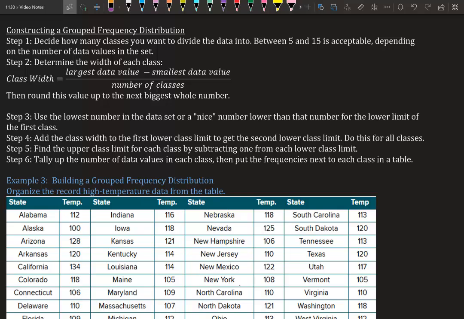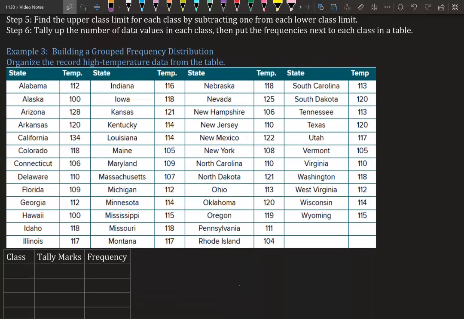All I hear is class, class, class, class, class. That's okay. Let me break this down for us. So building a grouped frequency distribution, we're going to organize the record high temperature data from the table. So Alabama all the way to Wyoming, all the record high temperatures that they've ever seen.